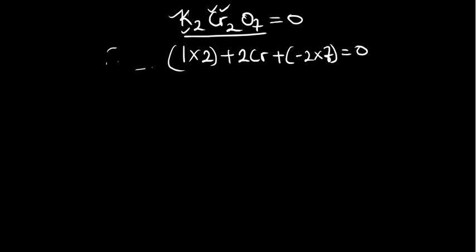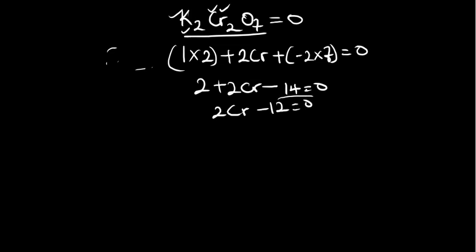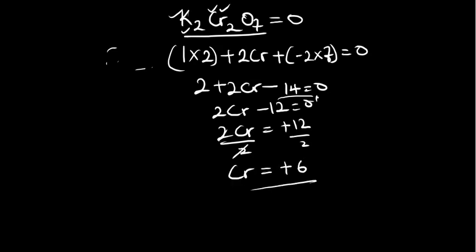So 1 times 2 is 2, plus 2Cr, then -2 times 7, that is -14. So we have 2 - 14, that is -12. Bring this -12 to the other side, so we now have 2Cr = +12. Divide both sides by 2, so our answer is Cr = +6. That's our final answer.